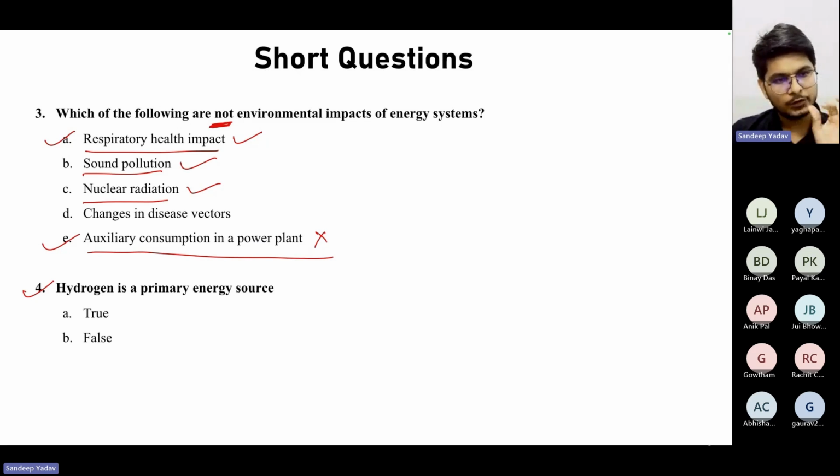Hydrogen is a primary energy source? No, that's not true. Hydrogen is not freely available in the environment. We can't use it directly. It is not available in a concentrated form. It's diluted, so we can't use it directly from the environment. That's why it's not a primary energy source. If you want to use hydrogen, we can generate it from electrolysis or from any other product. So that's a secondary form of energy, not a primary source of energy. That's why that statement is false.